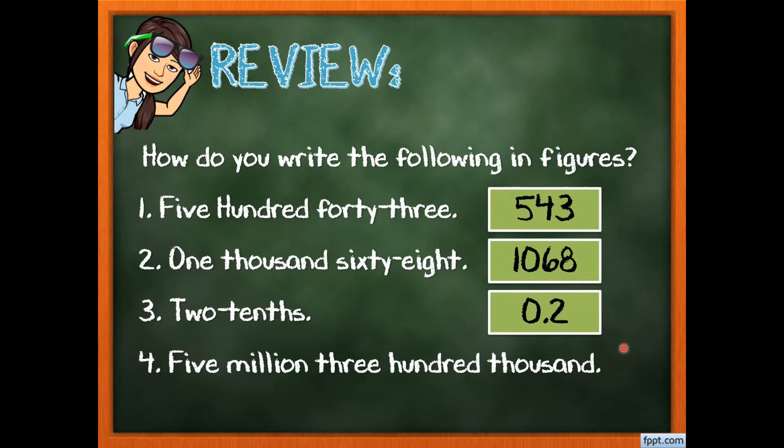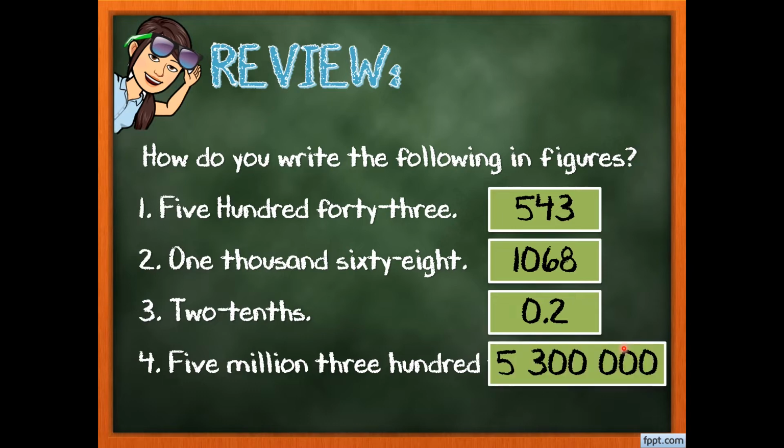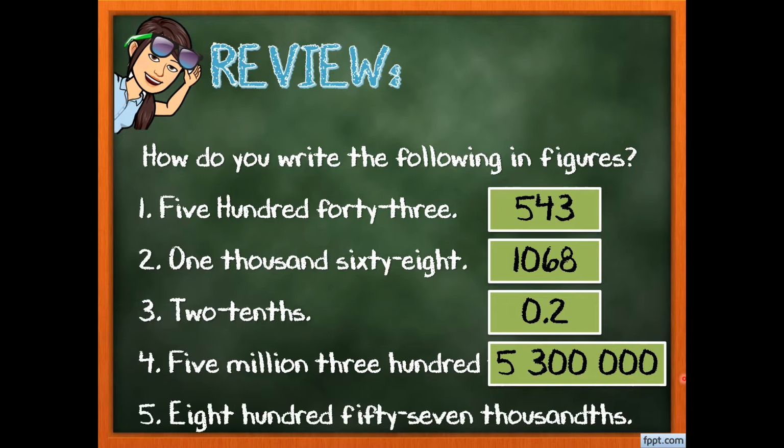Number 4. 5,300,000. Five, 3, 0, 0, 0, 0, 0. And last, 857,000. Okay, the answer is 0.857.